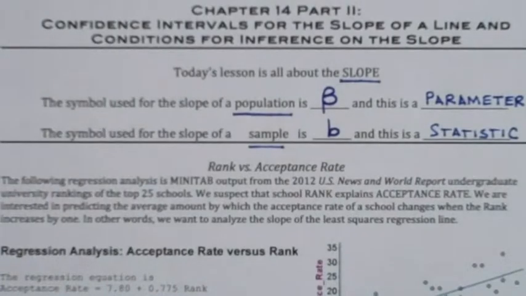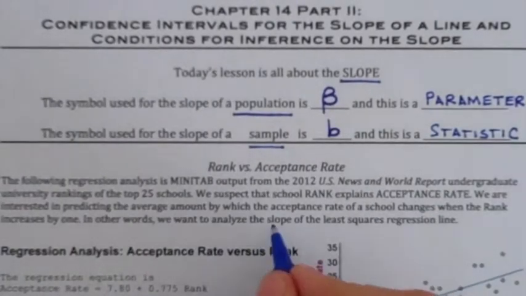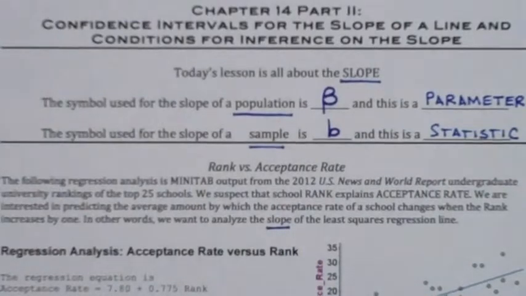Okay, let's take a look at our example. The following regression analysis is Minitab output from the 2012 U.S. News and World Report undergraduate university rankings of the top 25 schools. We suspect that school rank explains acceptance rate. We are interested in predicting the average amount by which the acceptance rate of a school changes when the rank increases by 1. In other words, we want to analyze the slope of the least squares regression line.